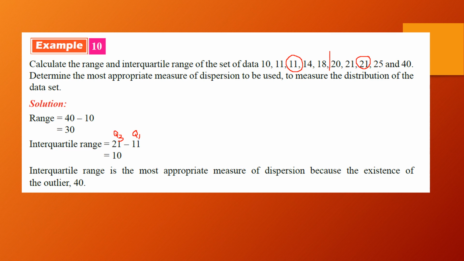So interquartile range is third quartile minus first quartile. 21 minus 11, that is 10. So here the range is 30, the interquartile range is 10.